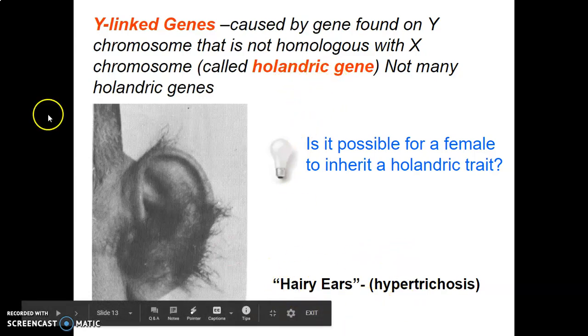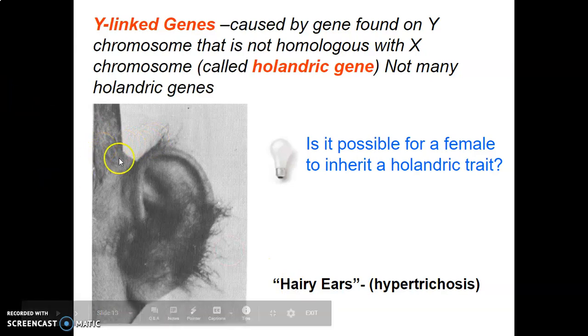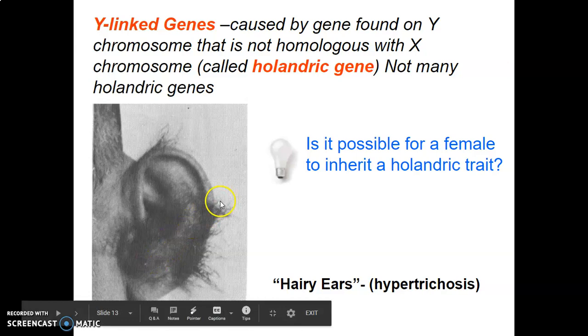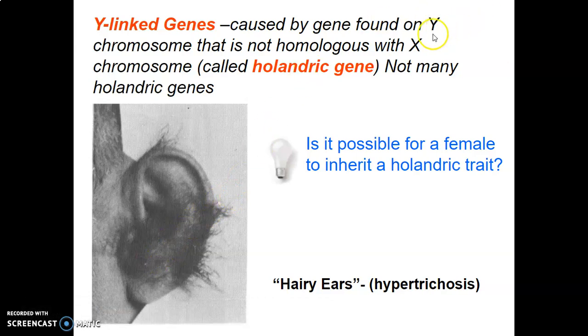One is hairy ears. So I think we saw it at the beginning of Unit 5. We saw a guy with these hairy ears, and both of his sons had it. Why did they have it? Because it's found on the Y. And that was the only thing. Their dad was the only one passing a Y chromosome on to the sons, so of course they're going to have it.